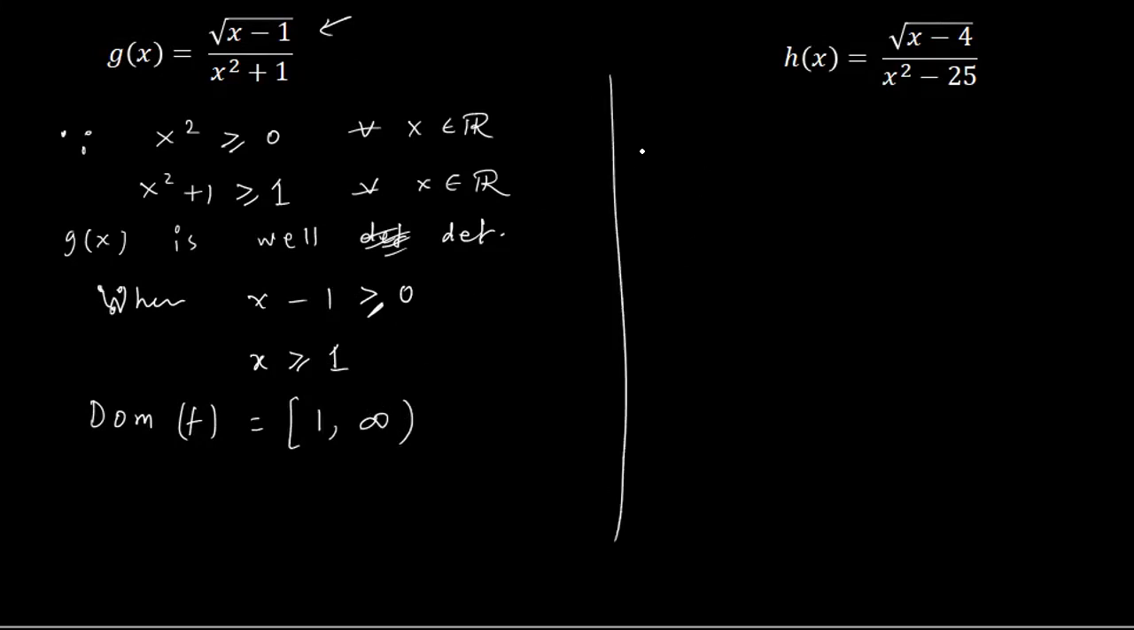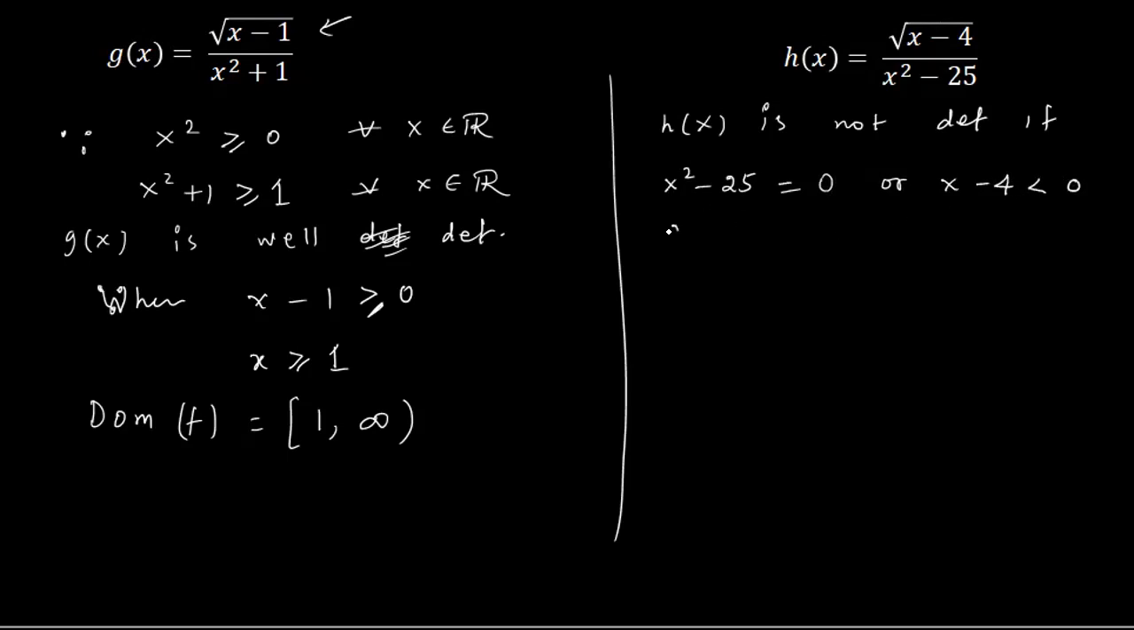Let us see one more question. Here h(x) is square root of x minus 4 over x square minus 25. So we know if our denominator is 0, then h(x) is not defined. So h(x) is not defined if our denominator is 0, because anything upon 0 makes no sense, we get infinity, or if x minus 4 is less than 0, then our function is not defined.